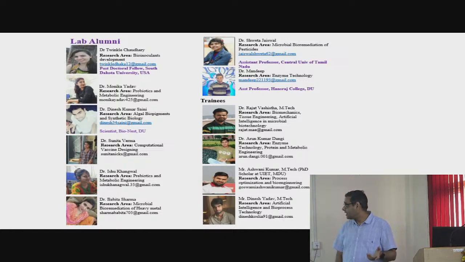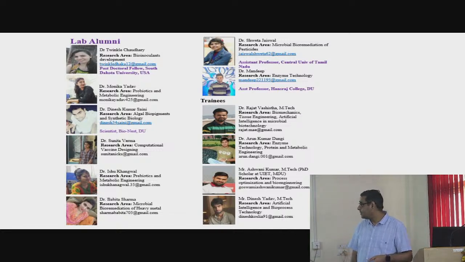Dinesh is working with Bionest BU. Then Sunita Verma is at AIIMS right now. She has a paper on computational vaccine design, and she worked in collaboration with Professor Yogen Singh. She is working very well, especially in vaccine design. So that is a good area, drug development and adjuvants and all that. Then Ishu is working as an assistant professor in a private university. She worked on probiotics.